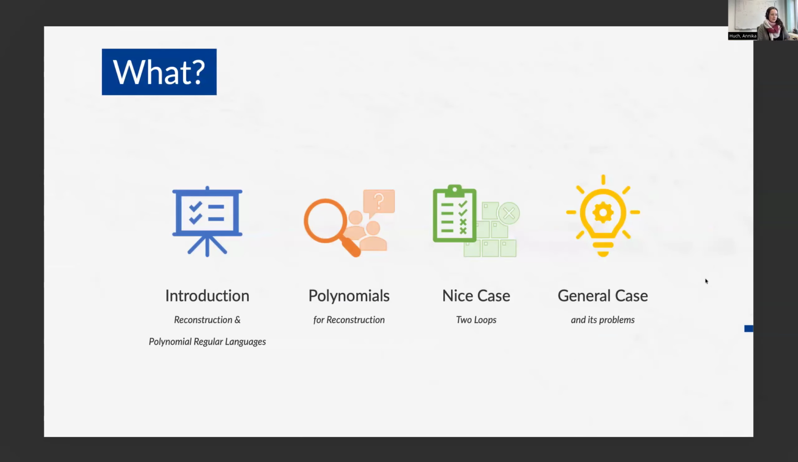I will first introduce the reconstruction problem. Probably it's not that new to all of you, but maybe some of you don't know reconstruction problems in general. Then I will talk about polynomial regular languages, our translation to polynomials for this reconstruction problem, and two cases of this reconstruction problem. First, we investigated the nice case of two loops, and then the general case, where we had some problems, but even there we were able to get some results.